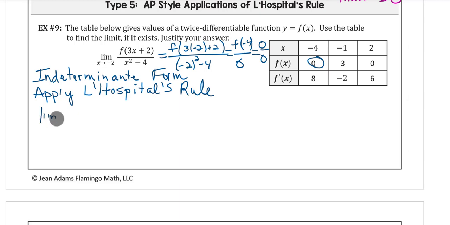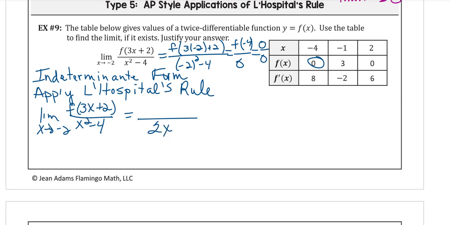So the limit as x approaches negative 2 of f of 3x plus 2 over x squared minus 4 is going to be, now we're going to take the derivative, the denominator will just be 2x. The top, we're going to have to use the chain rule, so it's going to be f prime of 3x plus 2 times the derivative of 3x plus 2, which is 3. Whoops, and I forgot my limit. So I got to make sure I put that in there.